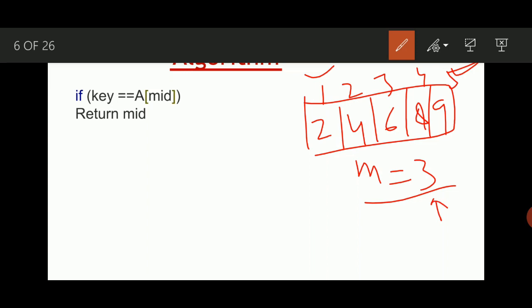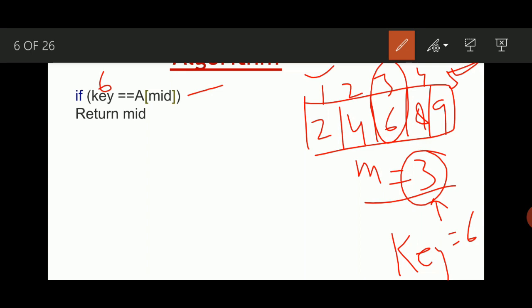If I look at the third value, and if the key is 6, what will it reflect? Key 6 is equal to A of mid, which is A of 3, equal to 6. This is equal, so we return the value of mid, and we have found our search value. If it is not equal, for example if your key value is 4, then we go for the else condition.